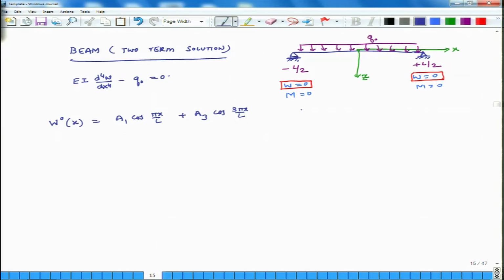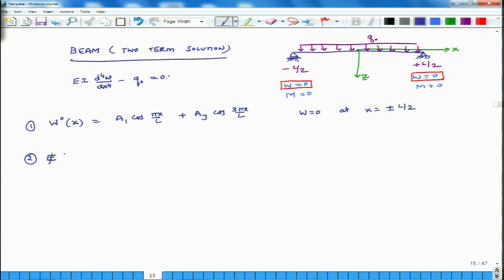This function W is equal to 0 at x is equal to both plus and minus L over 2. So this function satisfies both the kinematic boundary conditions. So we are fine with this function. Okay. So this was step 1. The next step is that we have to find the error force.